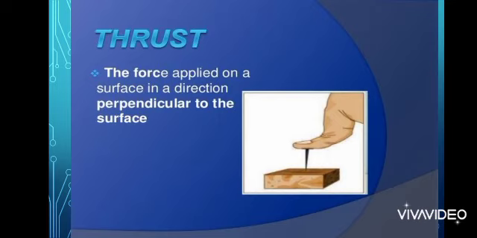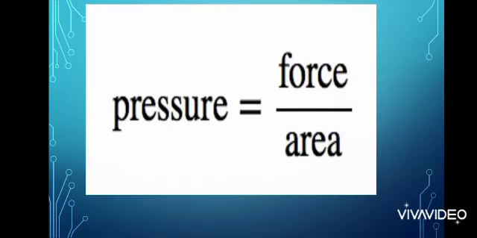Thrust. The force applied on a surface in a direction perpendicular to the surface is called thrust. Here we have the formula for pressure. Pressure is equal to force by area. Here area and pressure are inversely proportional. What is meant by inversely proportional? Inversely proportional means when one quantity increases, the other quantity decreases. Here, when area increases, pressure decreases, or when area decreases, pressure increases.